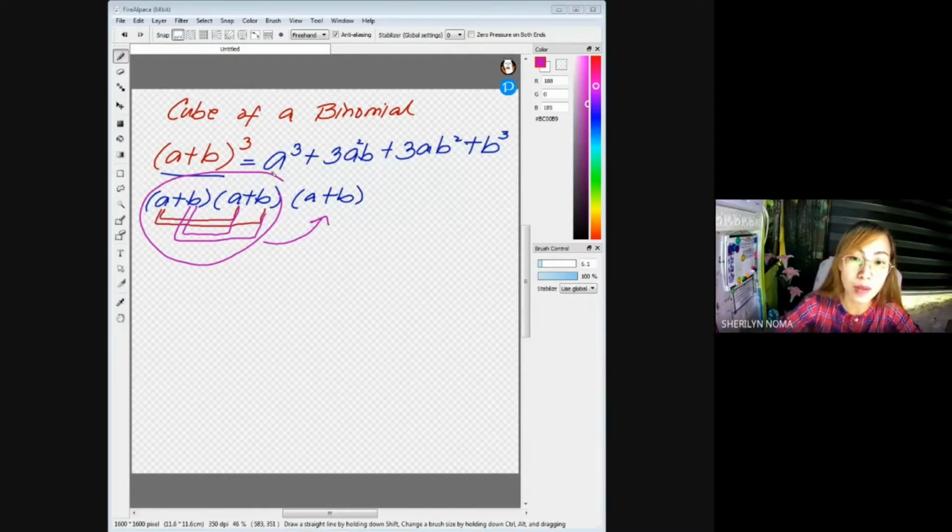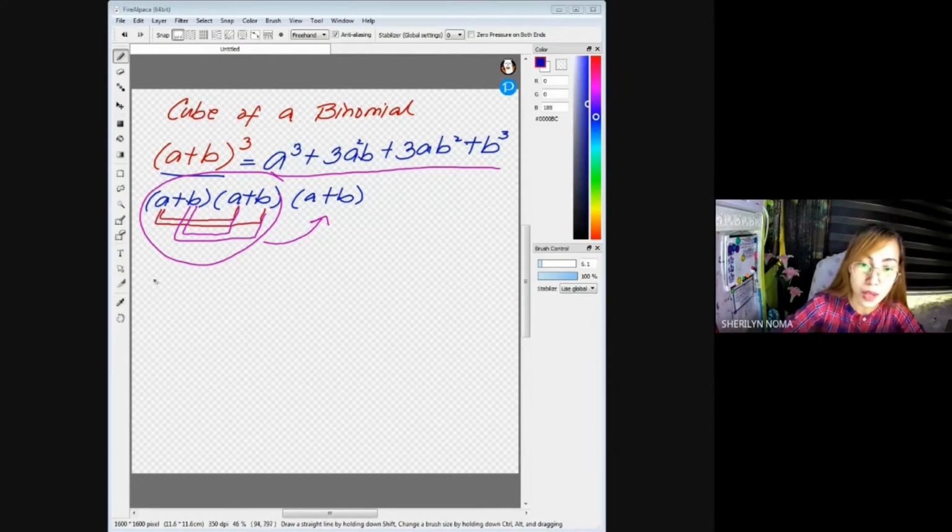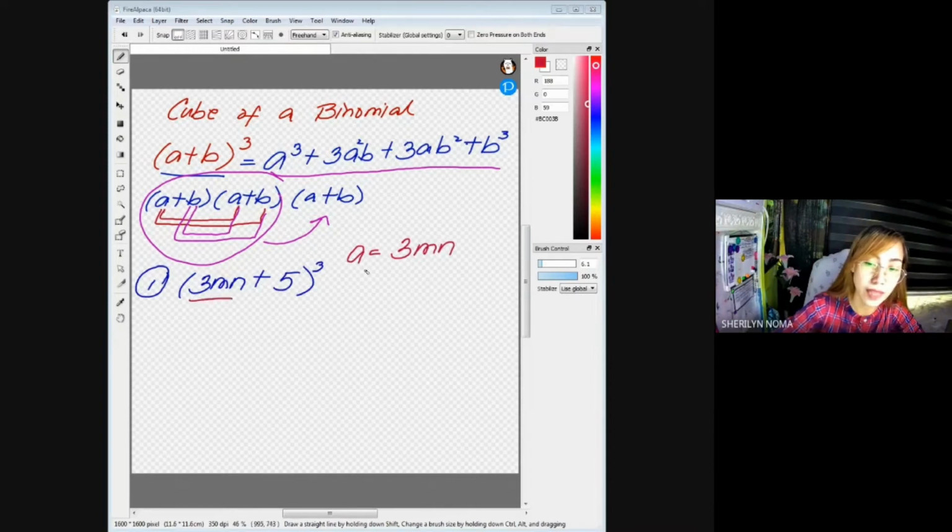Okay, so now we have the formula. Ito na po yung susundin nating formula. Okay, so let us have the first example. The first example is 3mn plus 5 raised to 3. Okay, now, first let us identify the value of a and b. So, yung a, that will be the first term, and then the b will be the second term. So, yung a po natin dito is 3mn, yung first term natin, and then for the value of b, that is positive 5. Okay?